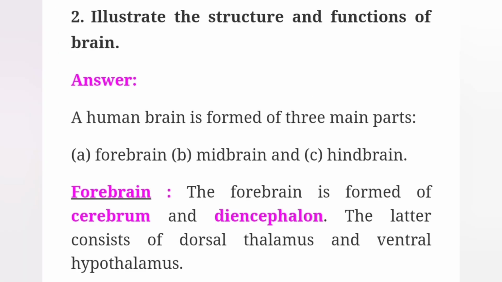Second question, illustrate the structure and functions of the brain. Answer, a human brain is formed of three main parts. Option A, forebrain, option B, midbrain, then option C, hindbrain. First one, forebrain. The forebrain is formed of cerebrum and diencephalon. The latter consists of dorsal thalamus and ventral hypothalamus.